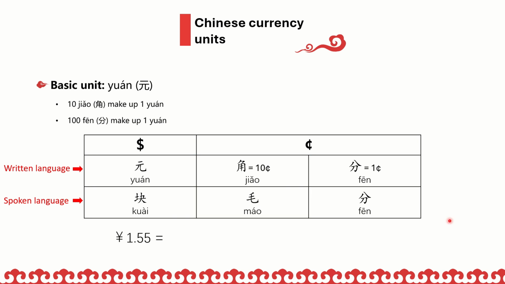So for example, this price of $1.55 would be written in Chinese as 一元五角五分. So $1, 5 dimes and 5 cents. This is how it would be written. But when communicating with the shopkeeper or when telling someone else the price of an item, we use the spoken form of the price. So when we're speaking with someone, we'll say 一块五毛五分. The same again, $1, 5 dimes, 5 cents, but just in the spoken form. 一块五毛五分.